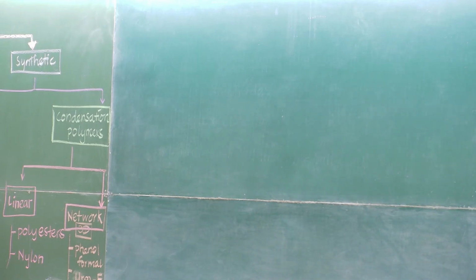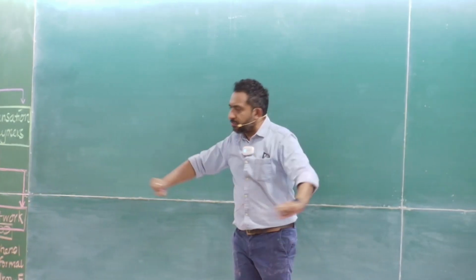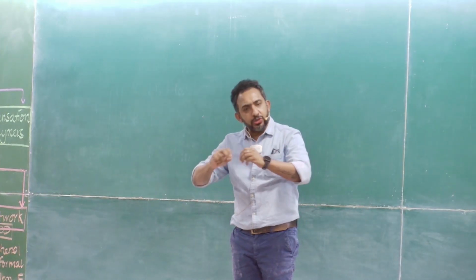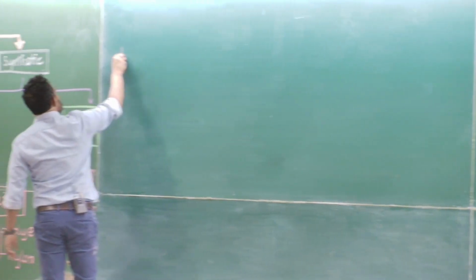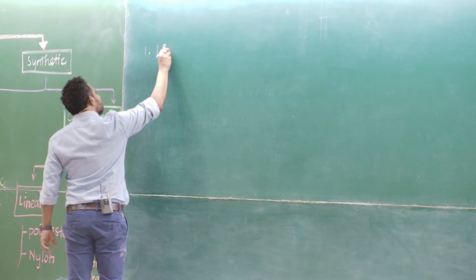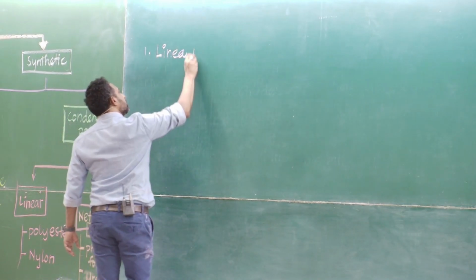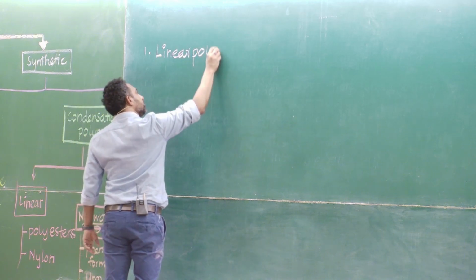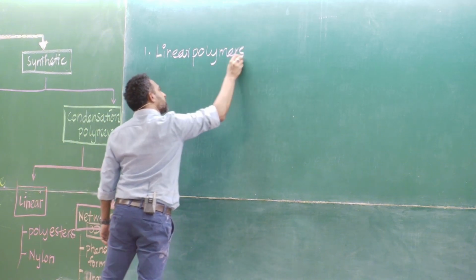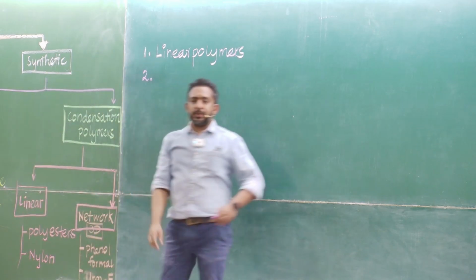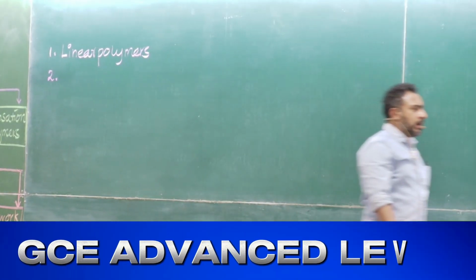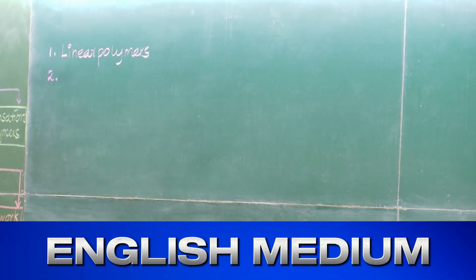First thing that you understand is this. These are all linear polymers, all single-stranded molecules. You don't have any cross-linking, so they are all linear polymers. So write down the first one. They are linear polymers. First one is that.